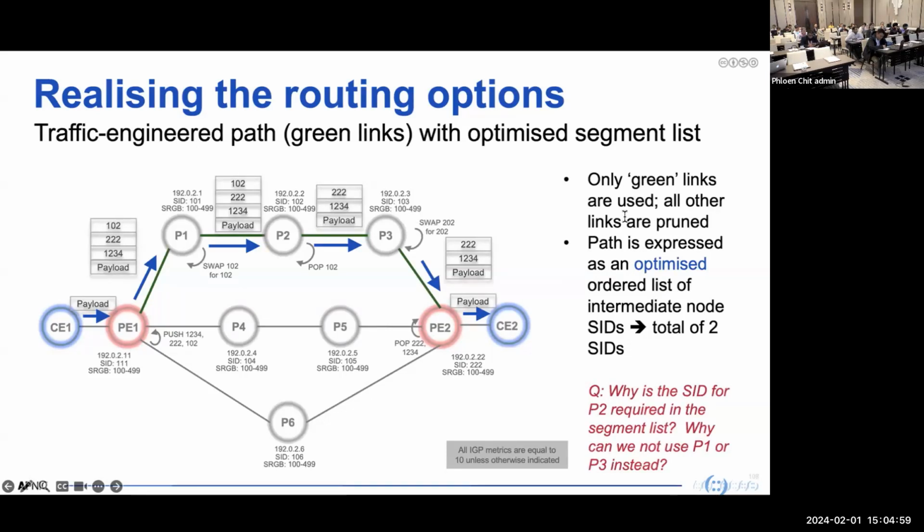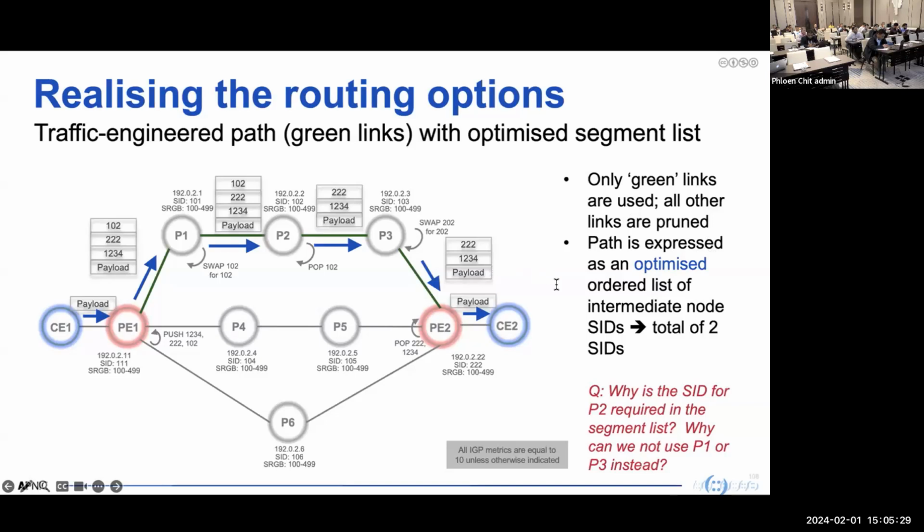Yes. We can use an optimized segment list with only 2 labels, 102 and 222, which are the node SIDs of P2 and PE2. So PE1 will take the shortest path to P2 first, then take another shortest path from P2 to PE2. In this optimization, we remove 2 labels. We remove the label of P1 and P3, and we kept only P2.